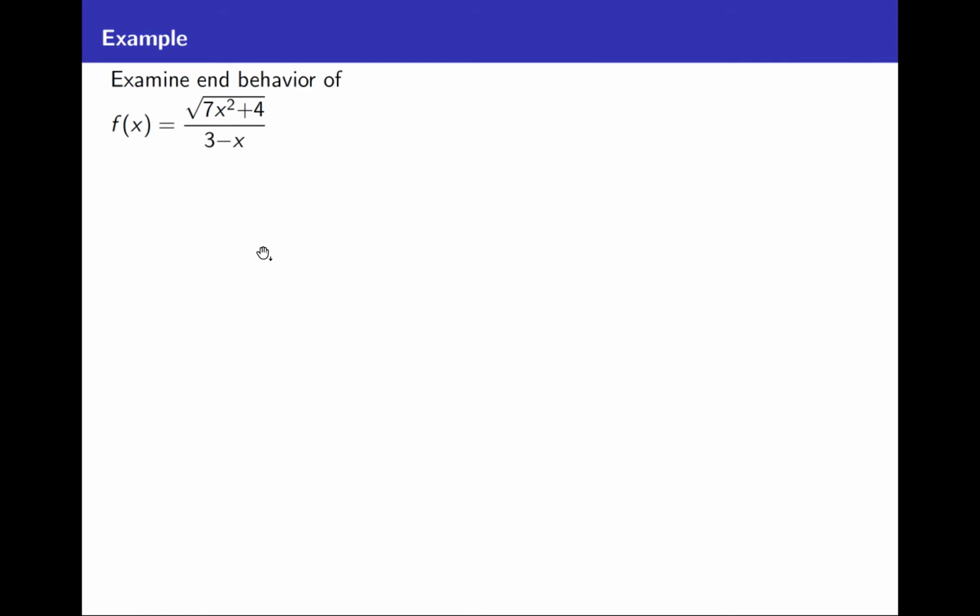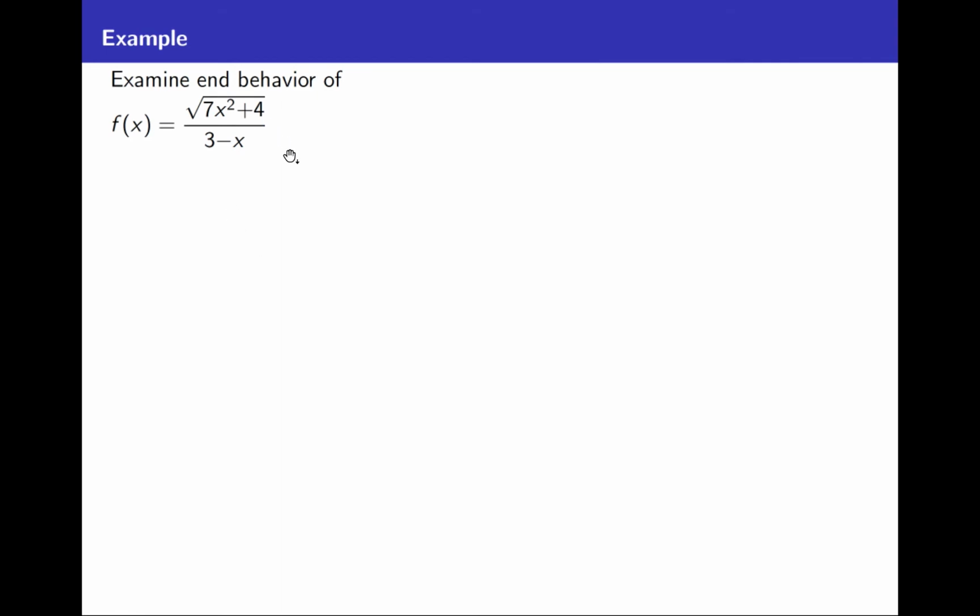For the next example, let's examine the end behavior of the function f of x equals the square root of 7x squared plus 4 divided by x minus 3. This is not a rational function because on the top you have a square root function, the square root of a polynomial. So we've got to be kind of careful. We wouldn't want to apply our shortcuts because they only work for rational functions. What are we going to do here?